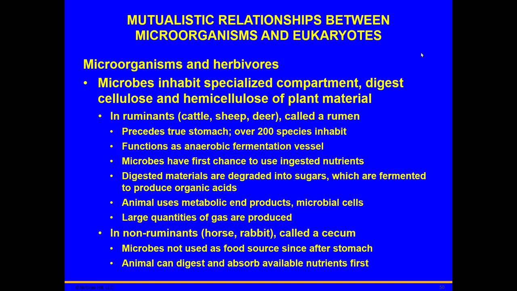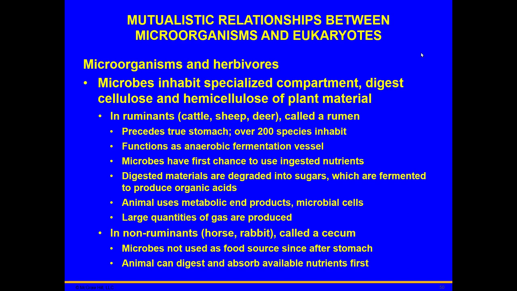Microorganisms and herbivores. Now, here's an interesting point. Why is it that cattle and sheep and deer have this four-sectioned stomach? Well, it's to help them digest the cellulose and hemicellulose of the plant material. Cellulose and hemicellulose are components that make up plant cell walls. Microbes inhabit specialized compartments in ruminants. This is the first stomach, and it's called a rumen.